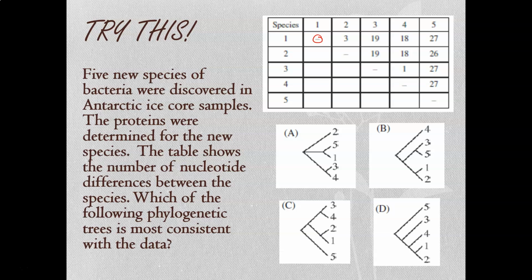Okay, so now that you've made an attempt, let's take a look at this together. So if I look, the biggest number of differences in the table is that 27, right? So that means species 5 is most unlike pretty much everybody else. So that means that species 5 has to be the furthest away. So it's probably at one end or the other. That eliminates letter A. We've eliminated choice A because 5 is too close to everybody there.